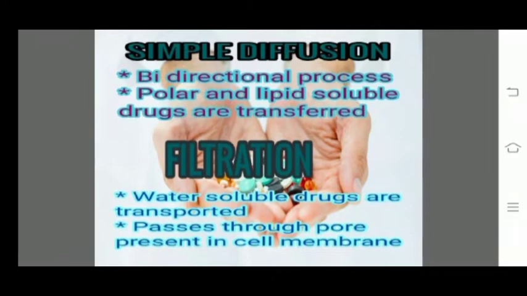Again, lipid soluble drugs undergo this process, so the higher the lipid solubility, the higher the rate. But as the process takes place along the concentration gradient, no energy is required here, so it is called a passive process. The maximum number of drugs in clinical practice are of this type. Next is filtration.